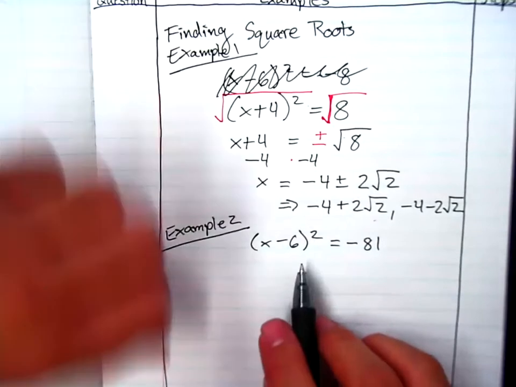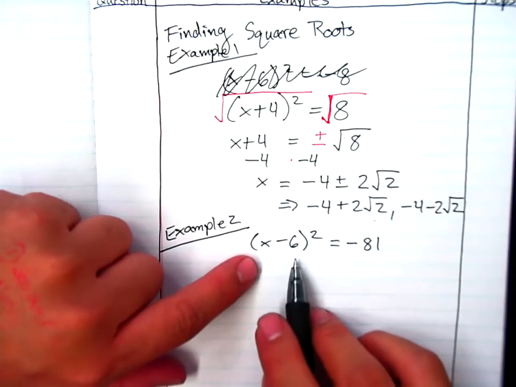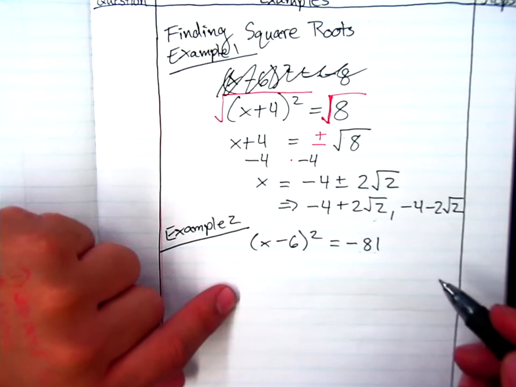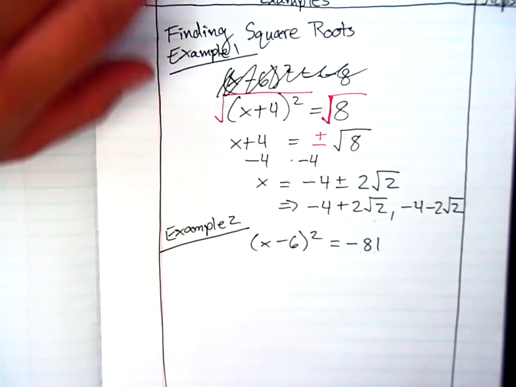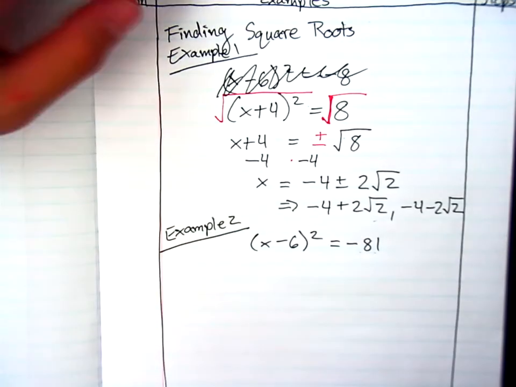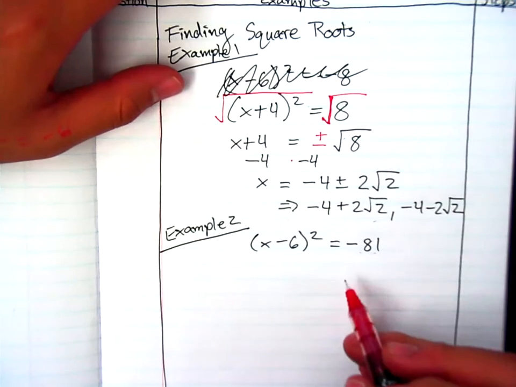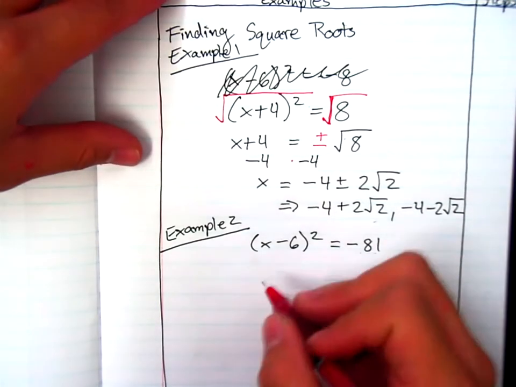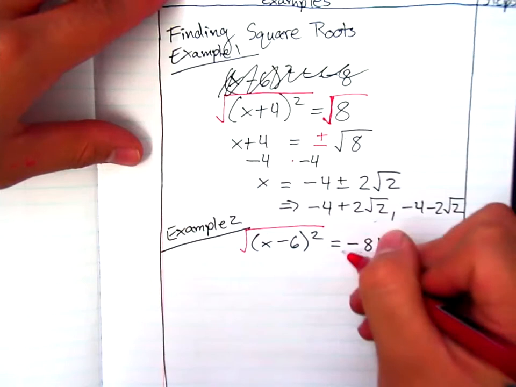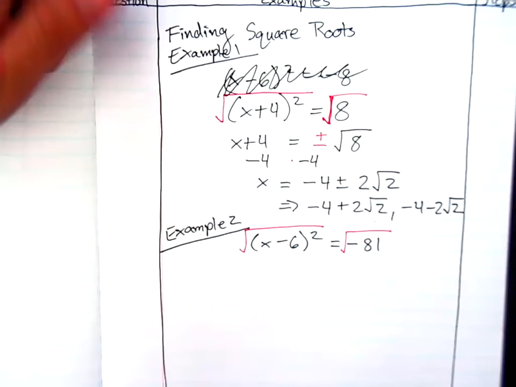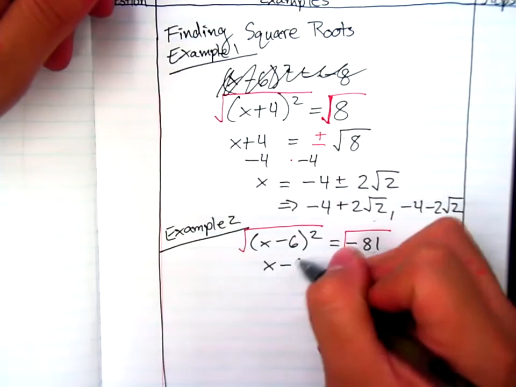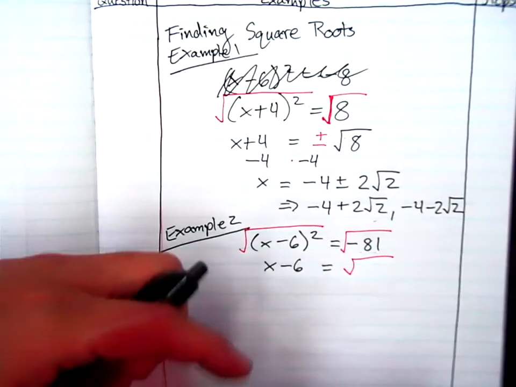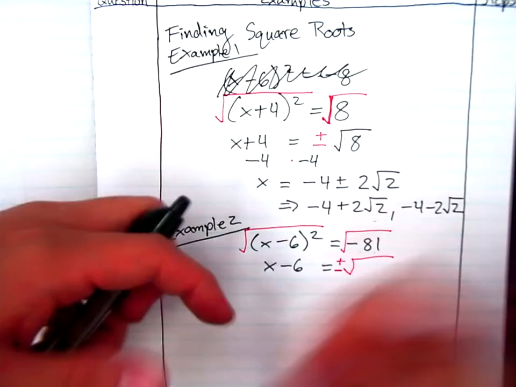Right off the bat, you can tell that we will end up with imaginary numbers, because if I take the square root of a negative number, it's going to be imaginary. Previously, we would have told you to write no solution because of that negative, but because we are now working with imaginary numbers, we want to include those. Okay, so I'm going to take the square root of both sides there. I end up with x minus 6 equals the square root of negative 81. It's also plus or minus.